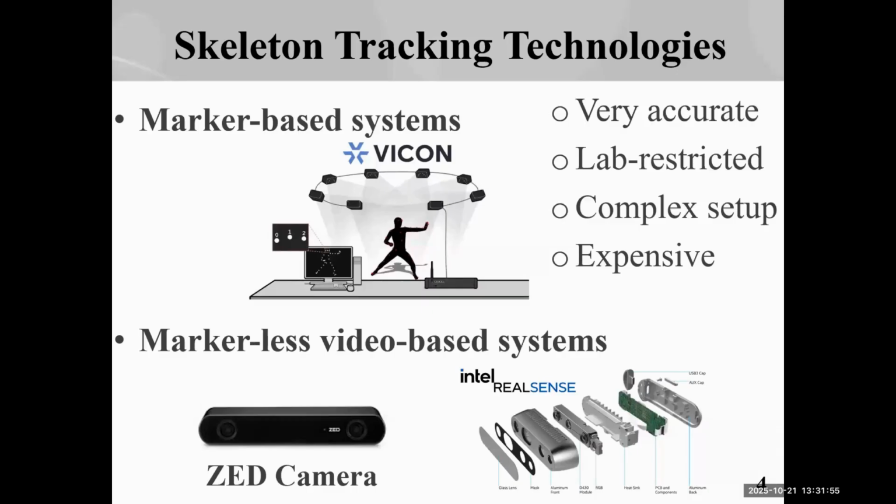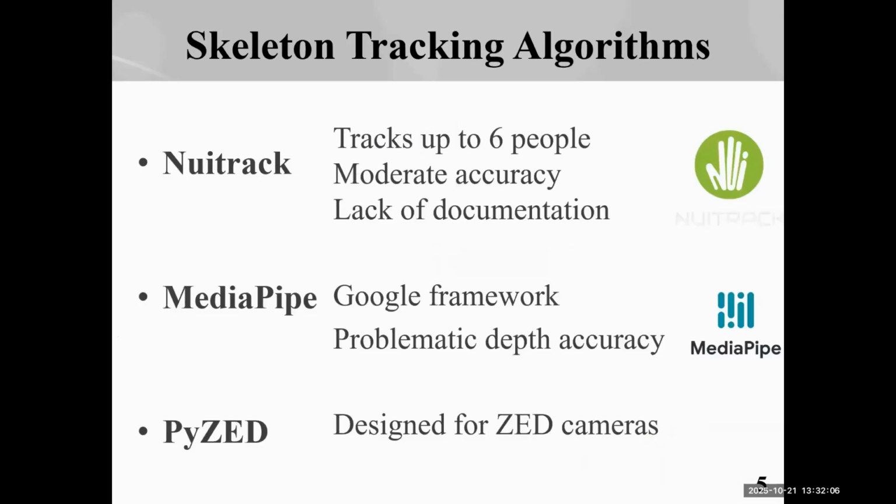The second type of skeleton tracking technologies are markerless video-based systems, which are cheap technologies that can be used widely, and they use a variety of technologies. The skeleton tracking algorithms are the algorithms that use those technologies, and they return to us the locations of the joints over frames, over time. For example, the algorithms we used in our paper are Nuitrack, MediaPipe, and PyZED, with their pros and cons. And there are a lot of them in the media.